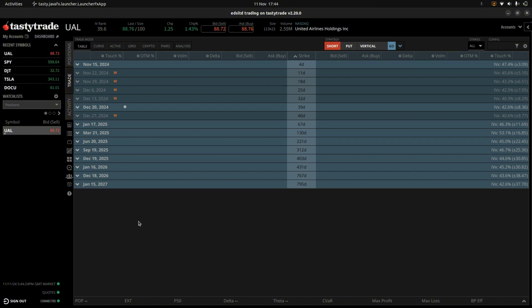So the expiration date that we want to choose in this case should be between 30 and 60 days out in time, and it should be a monthly expiration, not a weekly or a quarterly expiration. The only expiration date that fits that criteria is December 20th, and it is 39 days out in time. So that's the one we're going to go with. December 20th, 39 days out in time.